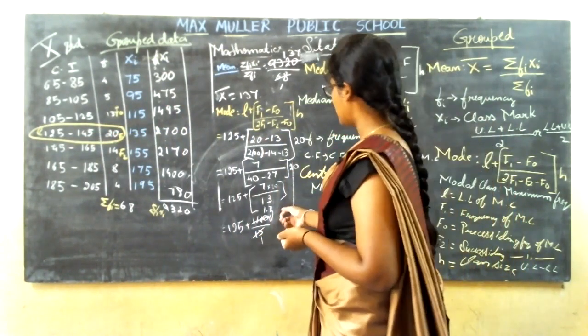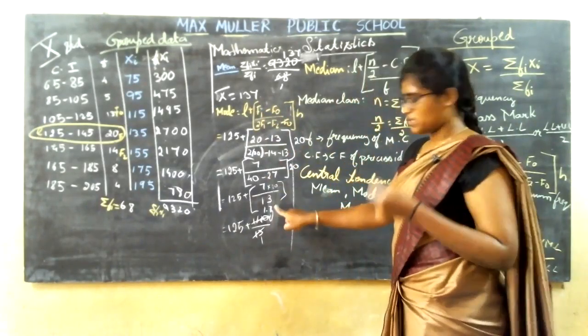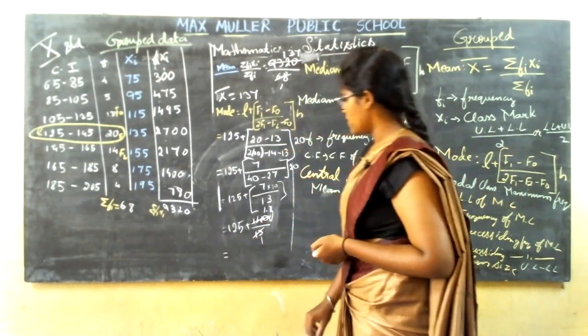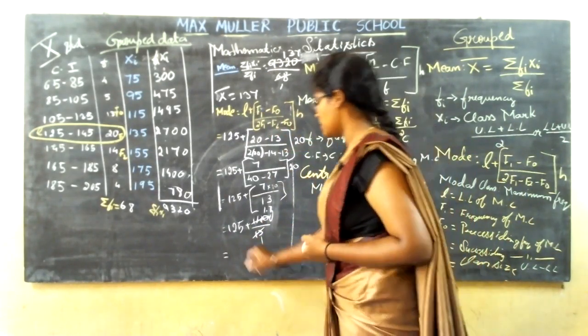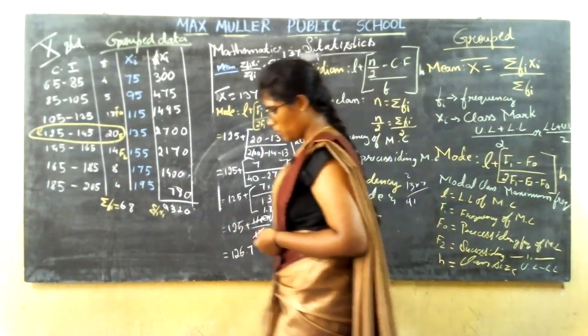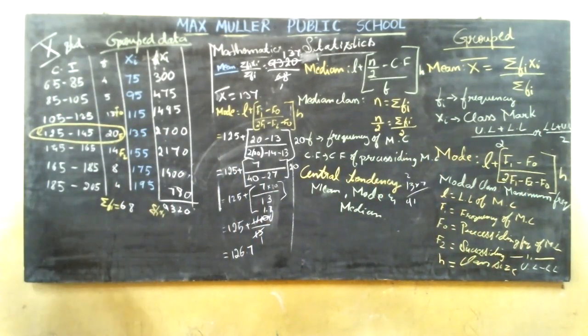So let me keep it here itself since you do not have any decimal point here. Let me have only one decimal point. So what is the value of the mode you get? It is 125 plus 1.7, which is 126.7. Correct? The mode you get is 126.7.